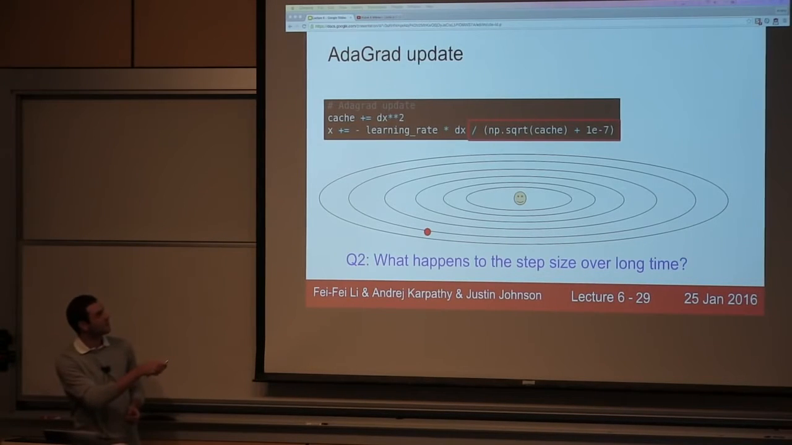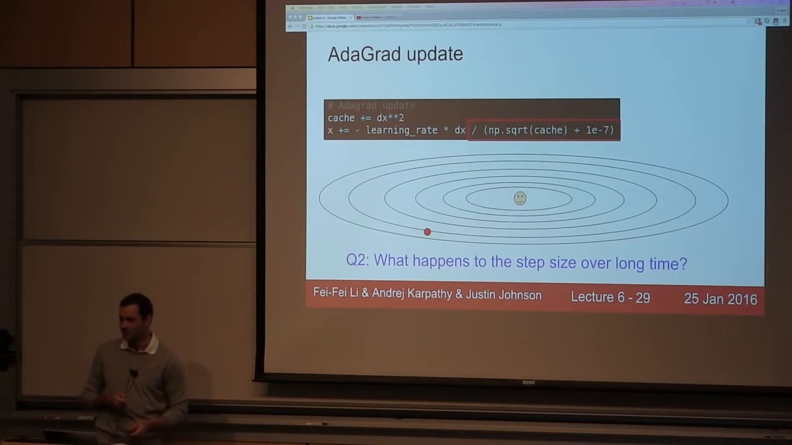Yeah, but so in the beginning, by the way, I skipped over this explanation of 1e-7, but you can hopefully see that 1e-7 is there just to prevent a division by 0. It's a smoothing factor. It's a hyperparameter. Usually we set it to 1e-5 or 6 or 7 or something like that. In the beginning, your cache is 0. What you get is this adaptive behavior, but the absolute scale of it is still in your control. You still need a learning rate for this.